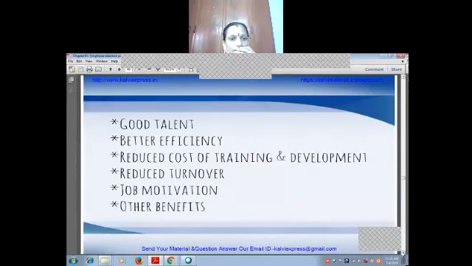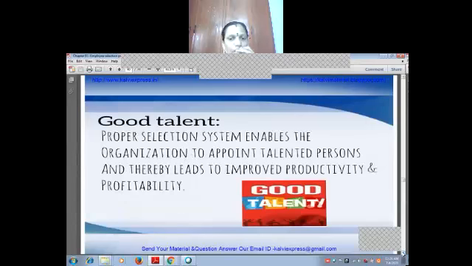Importance of selection: good talent, better efficiency, reduced cost of training and development, reduced turnover, job motivation, other benefits. First, good talented. The person should be talented person. So the proper selection system enables the organization to appoint talented person and thereby leads to improved productivity and profitability. So definitely we need a good talented person, then only the company will grow up, isn't it? So what the talented person they are selecting in business, automatically they will show the improvement in productivity and profitability.